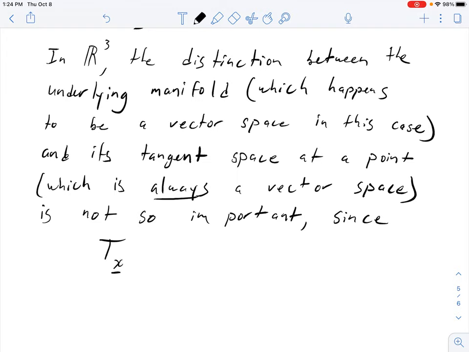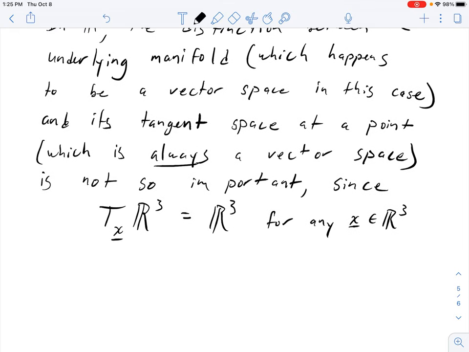Since the tangent space at any point x to R3 is just R3 itself for any x. Which is just to say that if you have R3 as your space of points, so you've picked an origin, and all points are described by the vector from the origin to the point, well, the space of all displacements that you can have from a given point is also R3, and so the tangent space to R3, the set of admissible velocities or displacements, is also equal to R3.